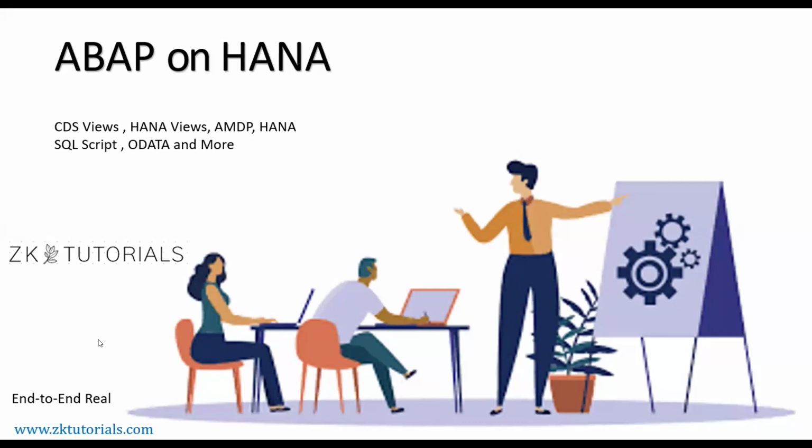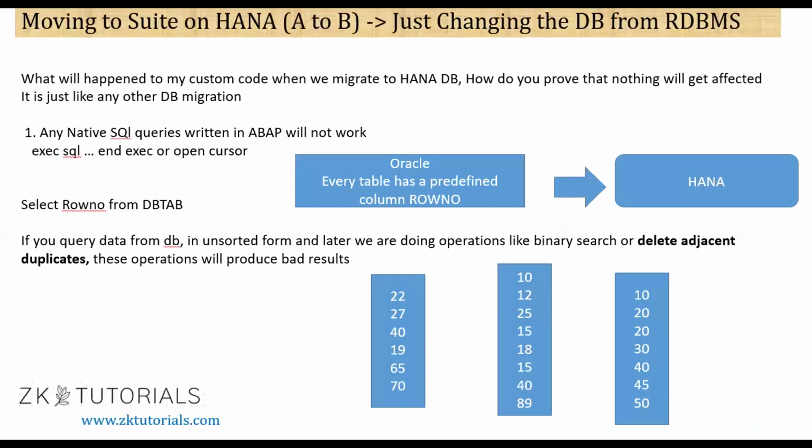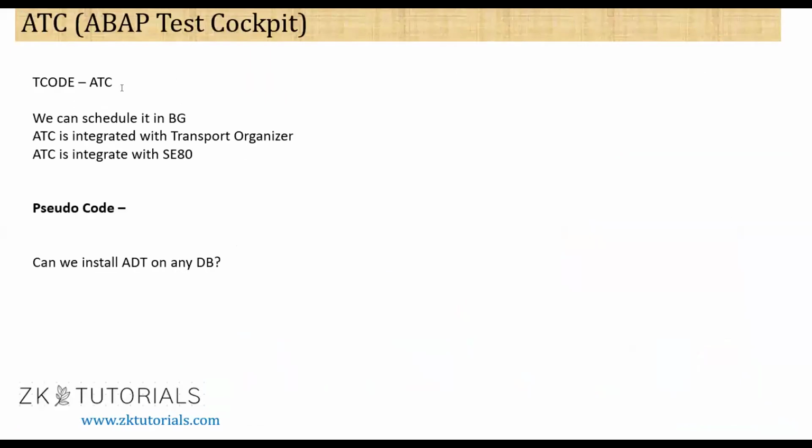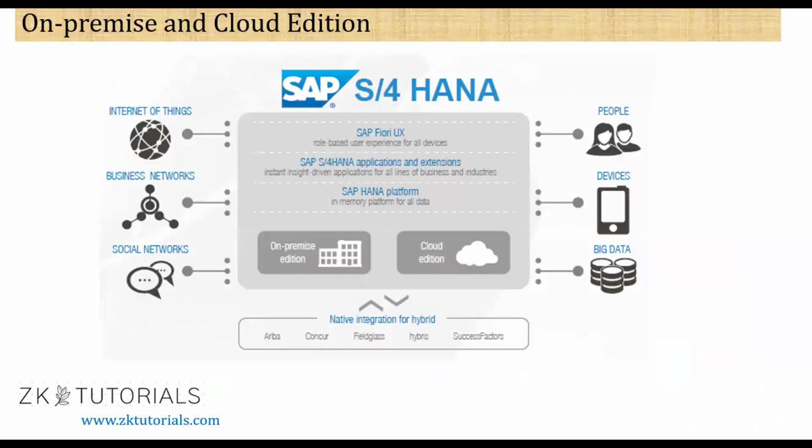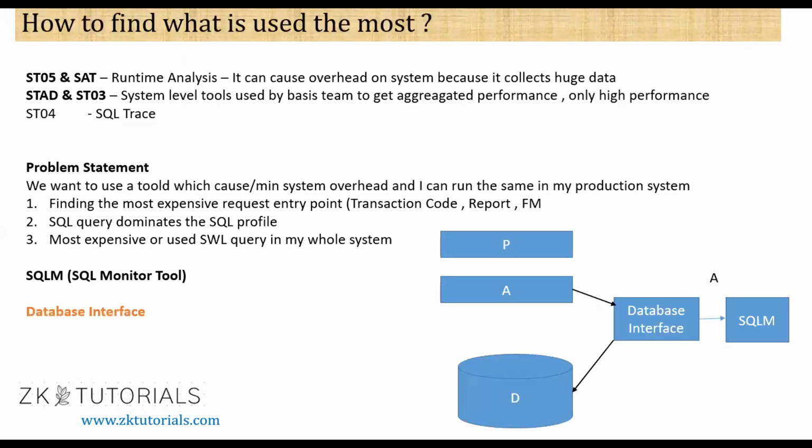In the last couple of sessions, we discussed the performance of our code: what type of performance, and how we can maintain it. We have seen ATC and SCI. In the last session, we saw how to find which program or object is used the most. How to fix it, how to find out, that's our main big question for today's session.